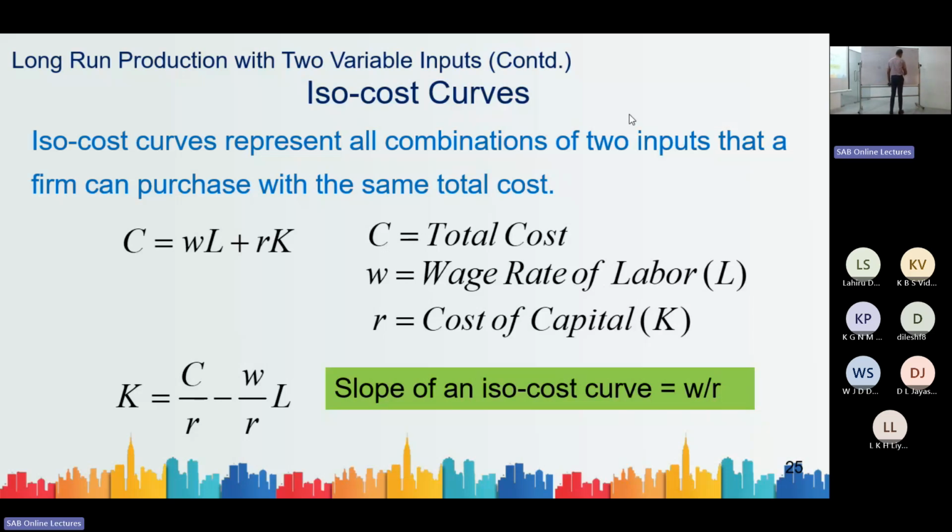So if the firm follows a labor intensive production, then if we assume labor is here and capital is here, the production combination will lie somewhere here. The firm uses labor mostly with a limited quantity of capital.